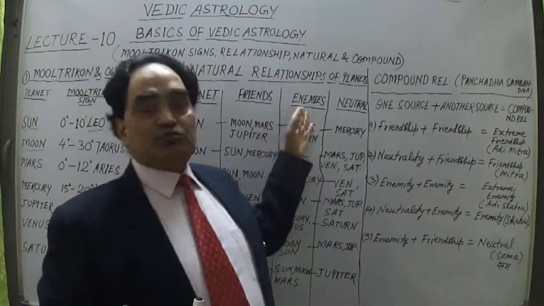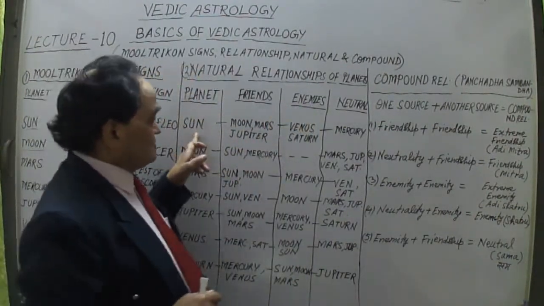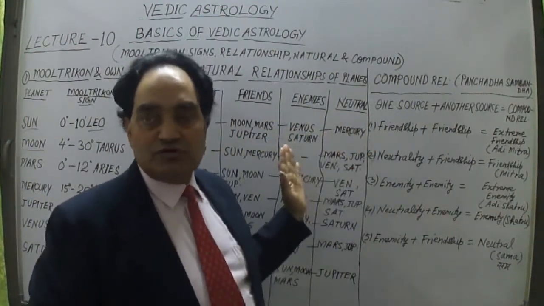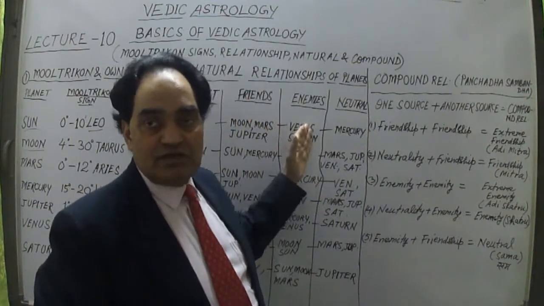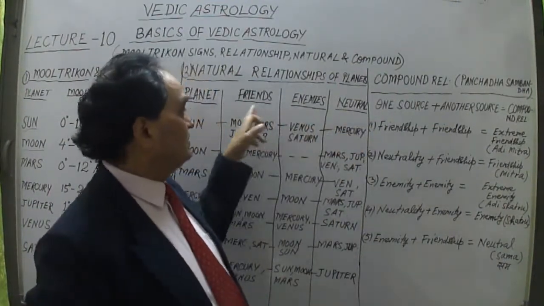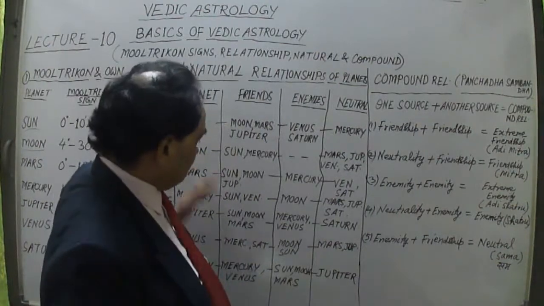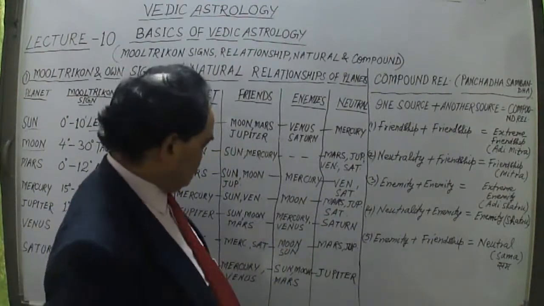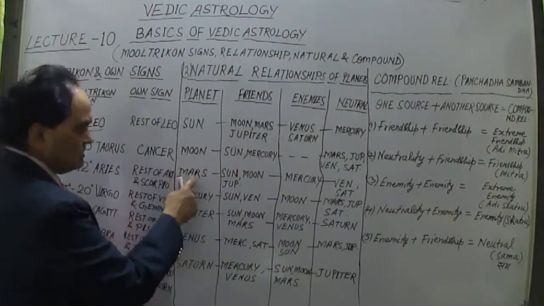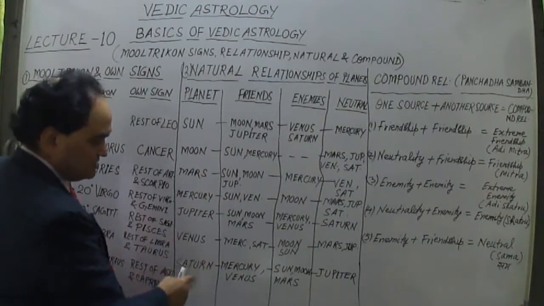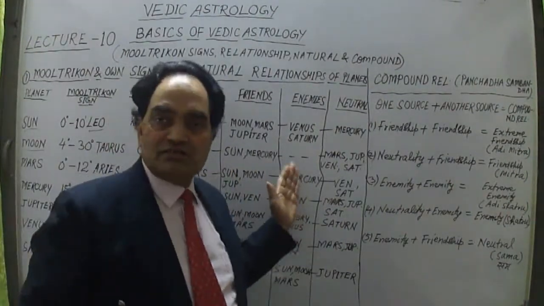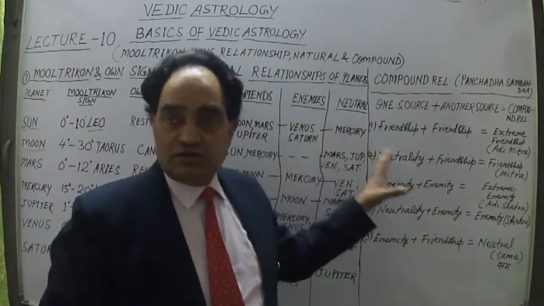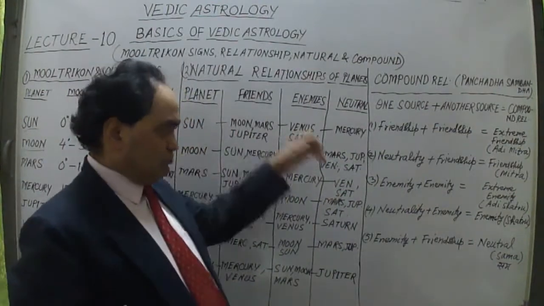In the natural relationship of planets, for example, Sun has friends, enemies and neutral. Neutral I have taken as the third point. Try to understand: friends, enemies and neutral. These are the planets here. 7 planets I have taken: Sun, Moon, Mars, Mercury, Jupiter, Venus and Saturn. What are the friends of these planets? Which are the enemies and which are neutral? Neutral means no enemy, no friend. They are neutral.